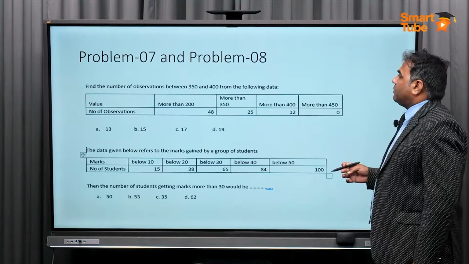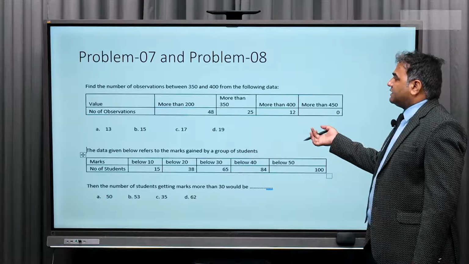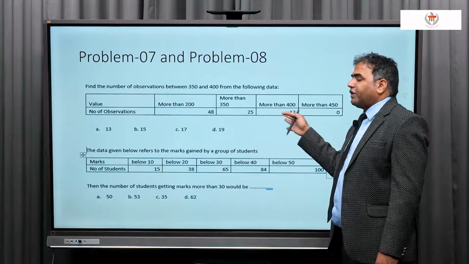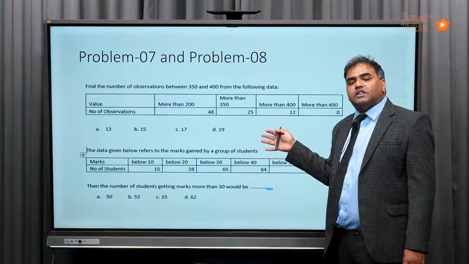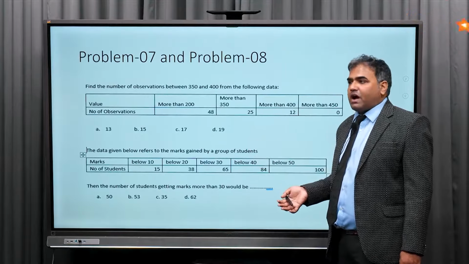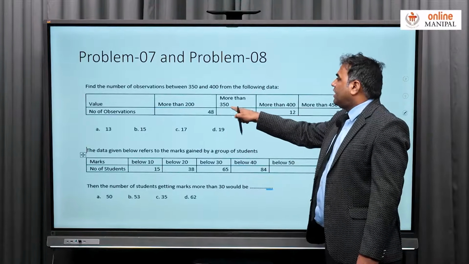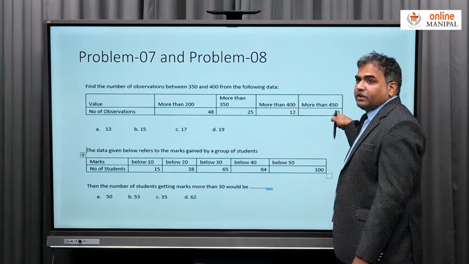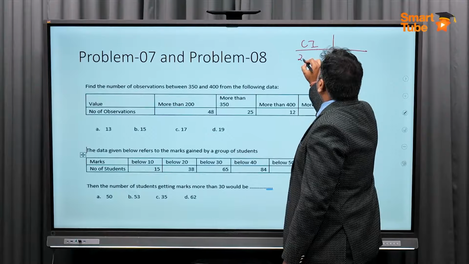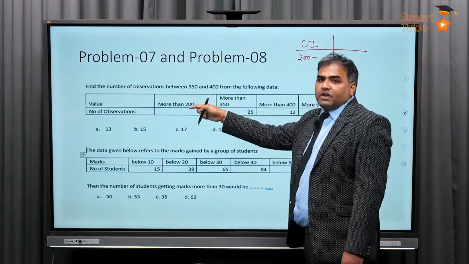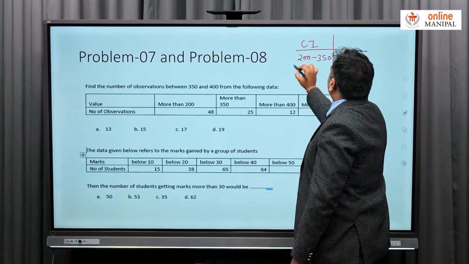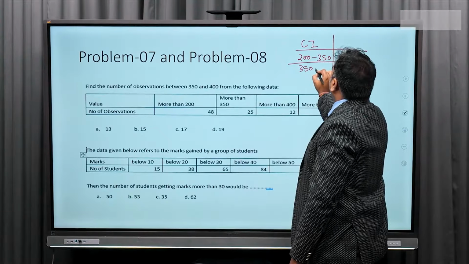So here in this problem, you need to understand that they have given us the data. Again, this is data. If you see, this is more than class interval and the frequency would be cumulative frequency. So you need to convert this into normal class interval with normal frequency, and then you need to see what question they have asked. So here if you notice, more than 200, more than 350, more than 400, more than 450. So if I write the class interval, it would be 200, because with more than we always use lower limit. So 200 to 350. Okay, then this would be 350 to 400.